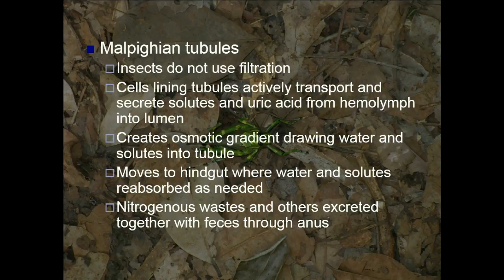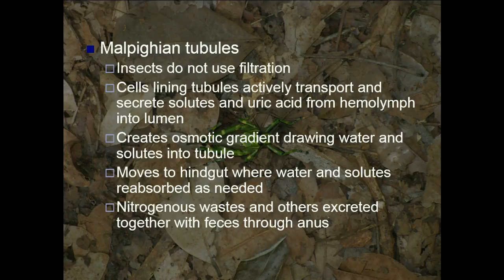Alright, now we're moving on to a different type of excretory structure that deviates somewhat from the generalized one that we've seen before. So now we're talking about Malpighian tubules. Those are tubules that go directly into the hindgut, or we could say they emanate from the hindgut. Now what's different about Malpighian tubules is that they do not use filtration. There's no filtration. All of the solutes that need to be removed are actively transported and secreted.